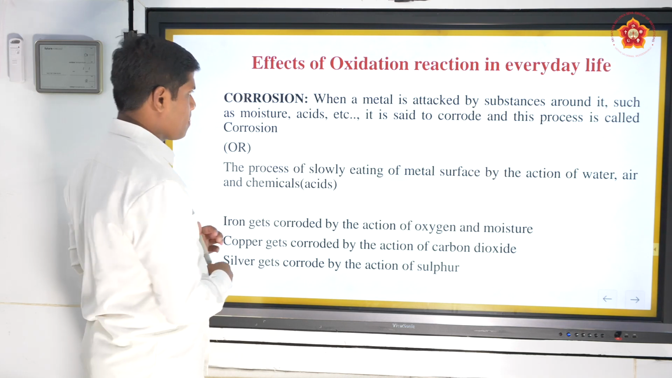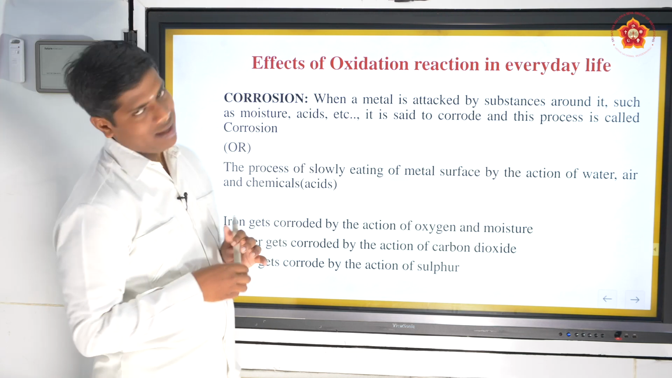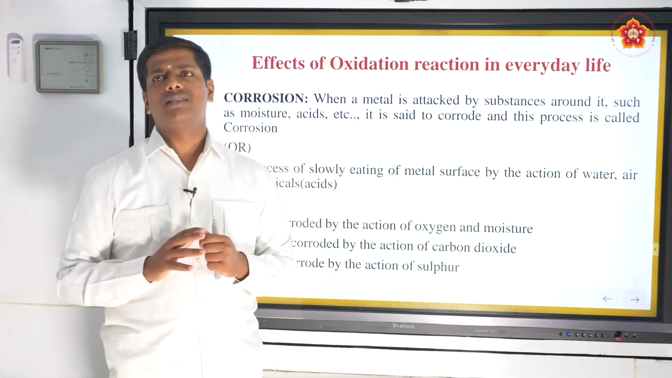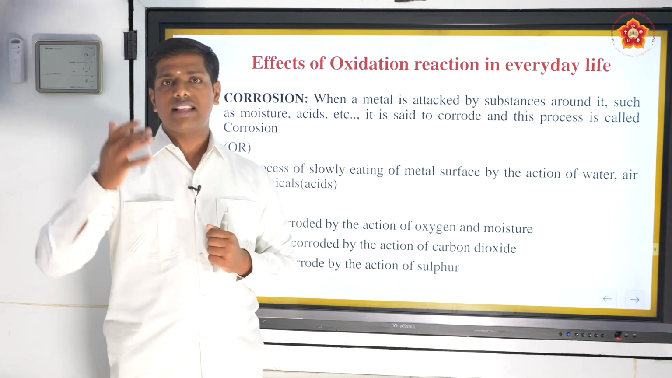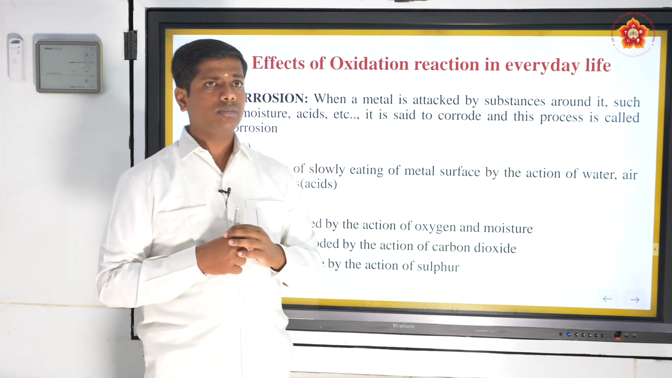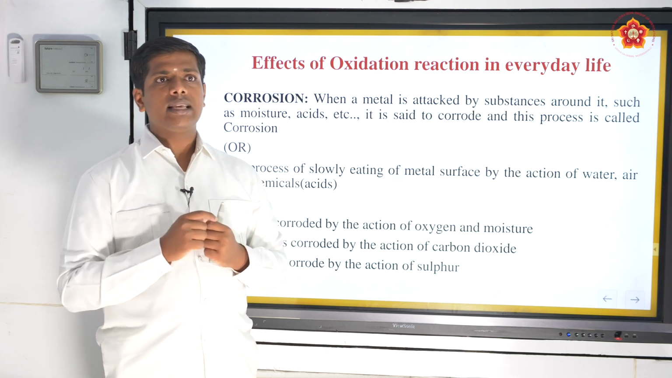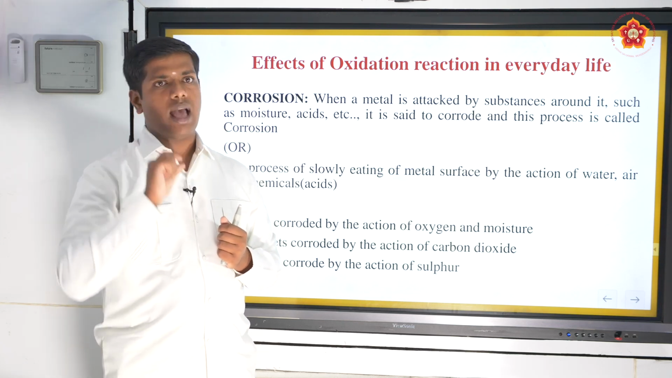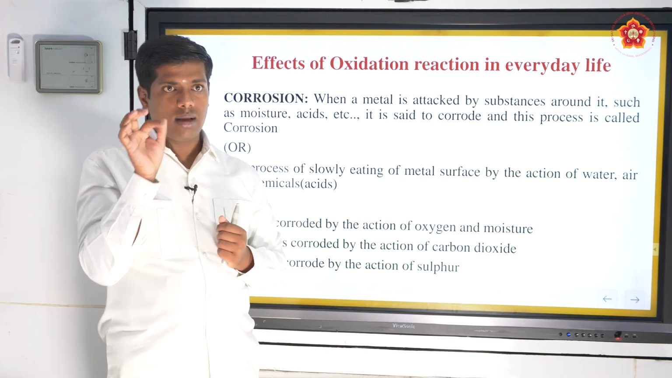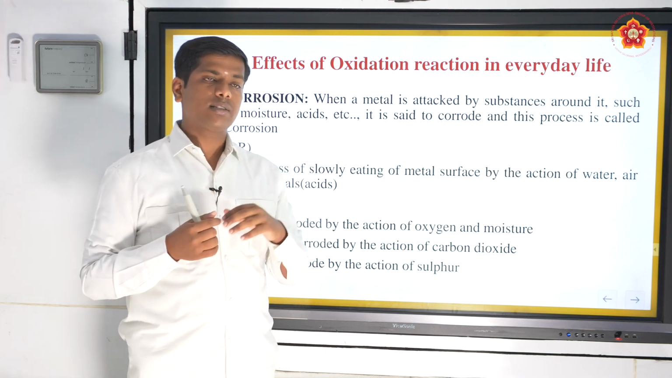Next, effects of oxidation reaction in our daily life. Very interesting topic, very simple topic. You already know this: corrosion and rancidity. These are very simple topics, children. What is corrosion? Let me use some examples. You will see rusting happen in iron. Some color change happens in copper and silver articles. All this takes place due to corrosion.